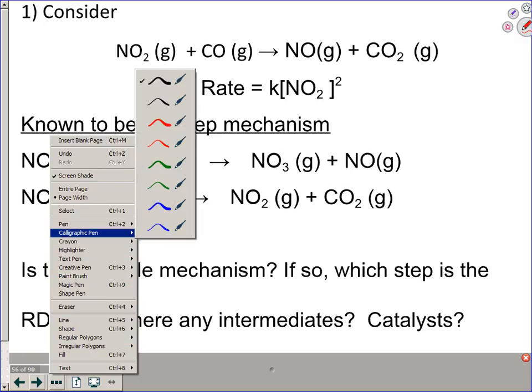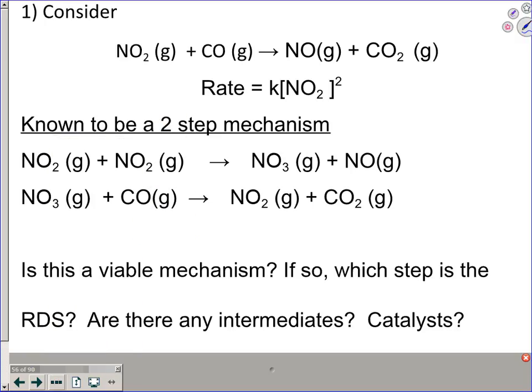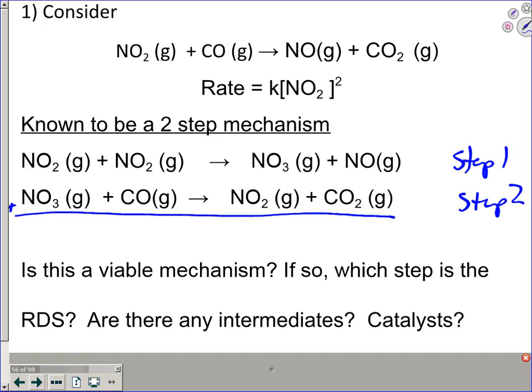Okay, here we go. So this is the proposed mechanism, step 1 and step 2. I want you to tell me, based on this reaction and this rate law, is this a viable mechanism? So here's how you would process it. You would say, first, I have to make sure that the multi-step mechanism equals the overall reaction. So all you do is put a line under it. Let's add these two up. So what can you cancel? That's the same on both sides.